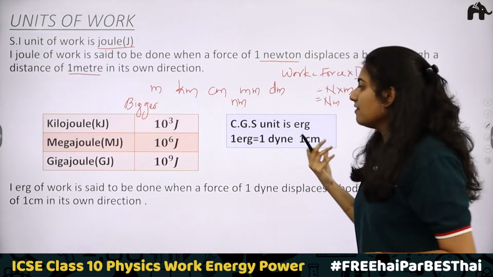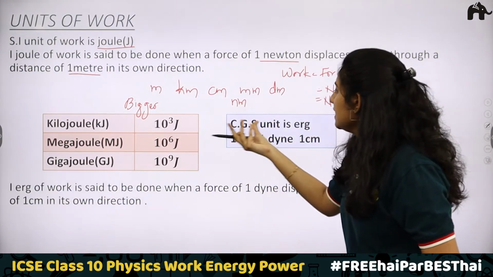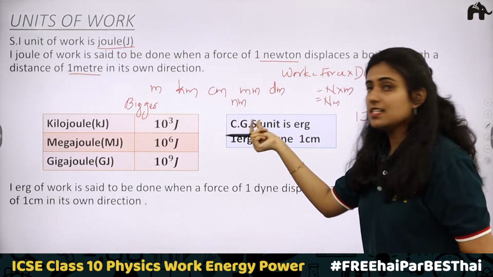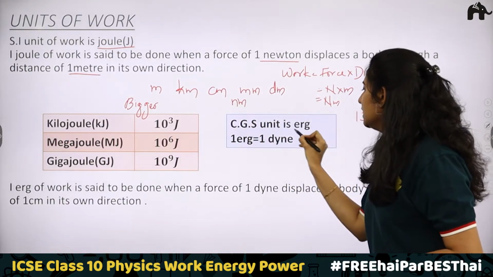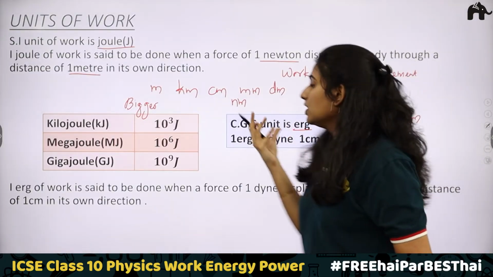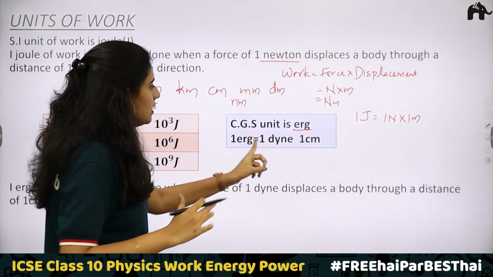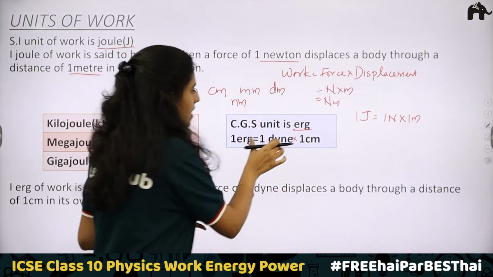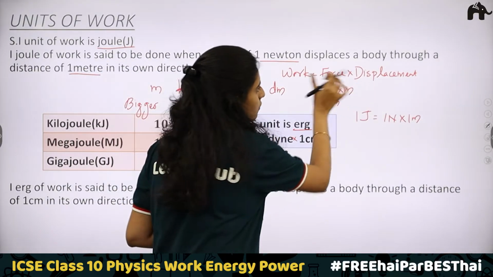Then you also have smaller units. Before that, what is the CGS unit? CGS means centimeter, gram and second. So the CGS unit is the erg. Erg is the CGS unit. So what is 1 erg? 1 erg will be equal to 1 dyne into 1 centimeter. Here, dyne is a unit of force.